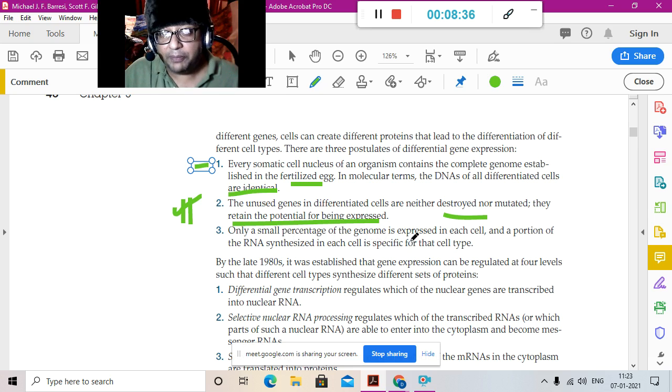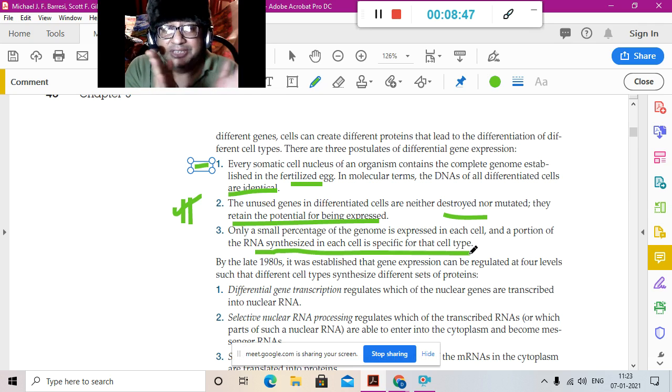Only a small percentage of the genome is expressed in each cell, and a portion of the RNA synthesized in each cell is specific for that cell type. So there are two types of genes which are expressed. One are the housekeeping genes. They are expressed constitutively at all times in possibly all of the cells. And then there are the tissue specific or factor induction specific genes. All these genes which are present, they are different.